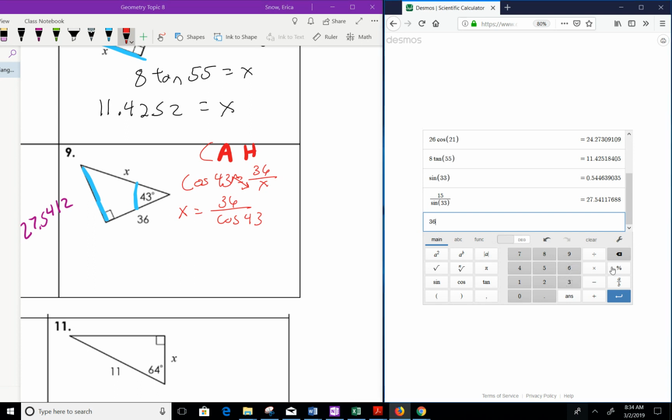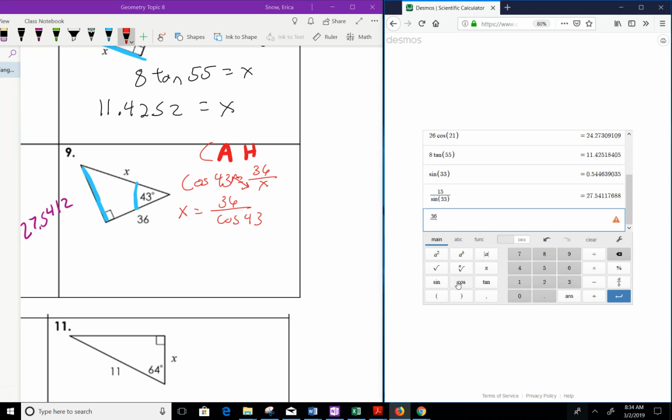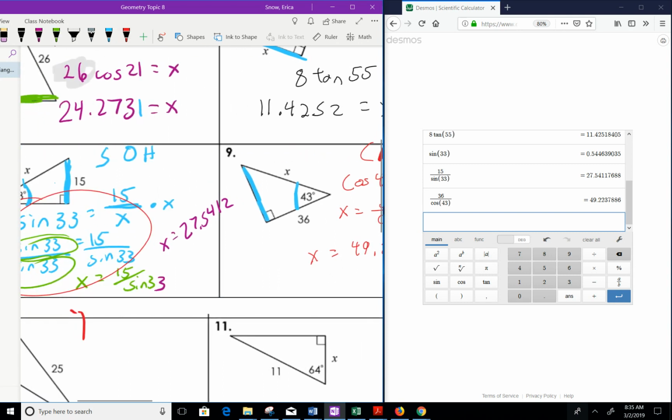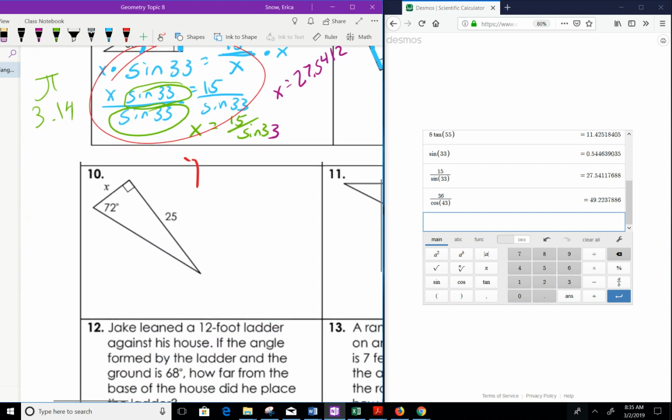So we do 36 divided by cosine 43, and we get that x is 49.2238 when we round them. So make sure that you're rounding correctly. We had that problem when you guys were working in class. Okay, question 10.